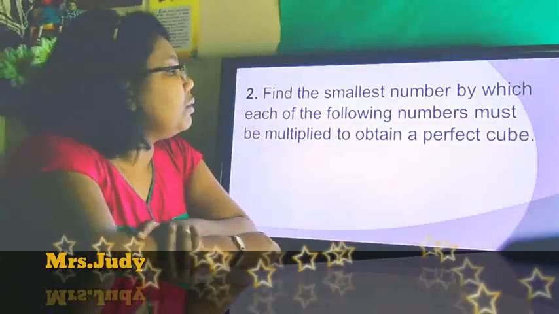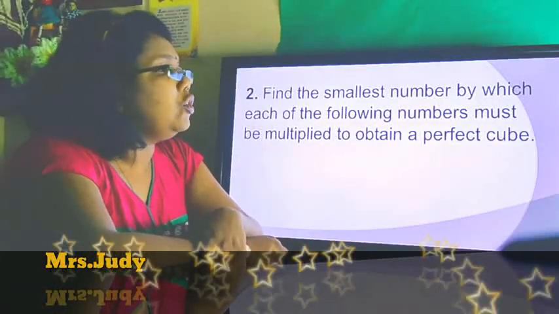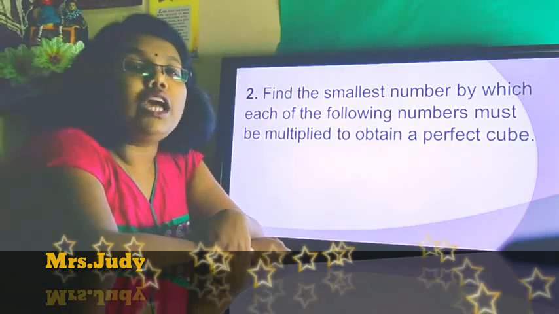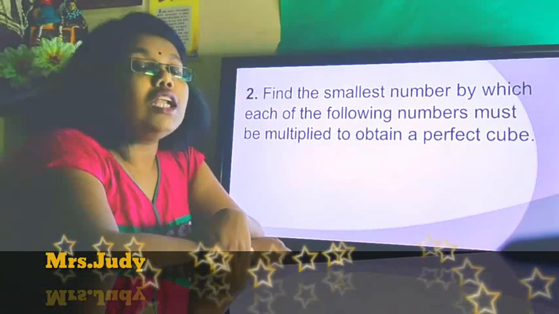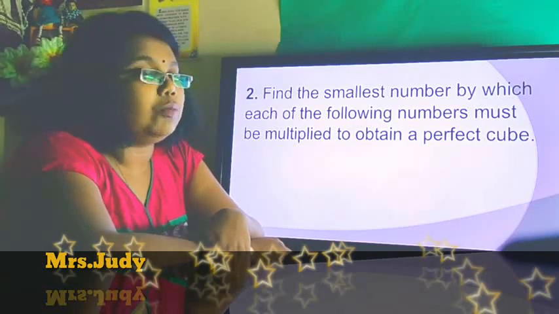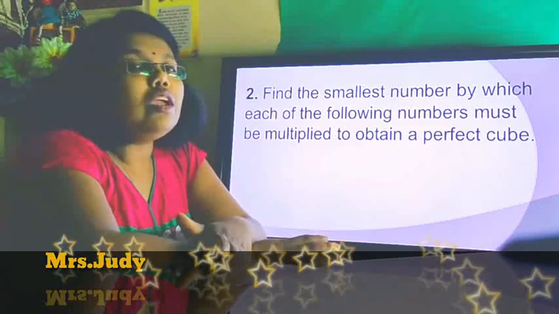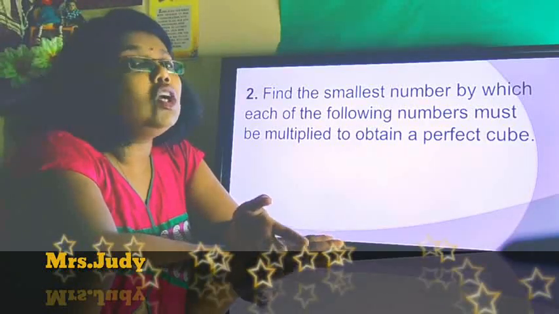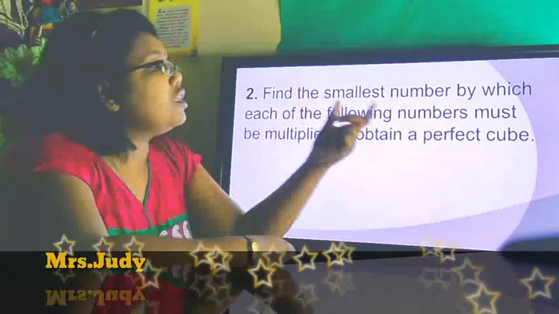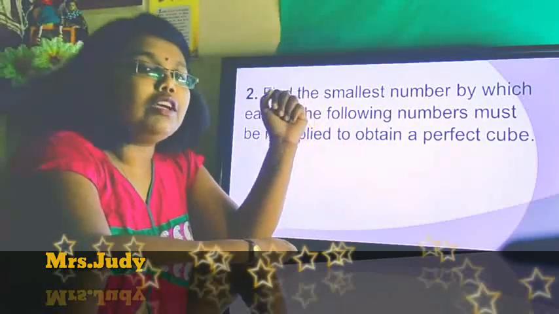Find the smallest number by which each of the following must be multiplied to obtain a perfect cube. Now here the numbers that we have are not perfect cubes. And since it's not a perfect cube, what will you do to make it a perfect cube? Here there are 2 ways. One way is to multiply with some number, and the second method is to divide. Now in this question we are asked to multiply to get a perfect cube.